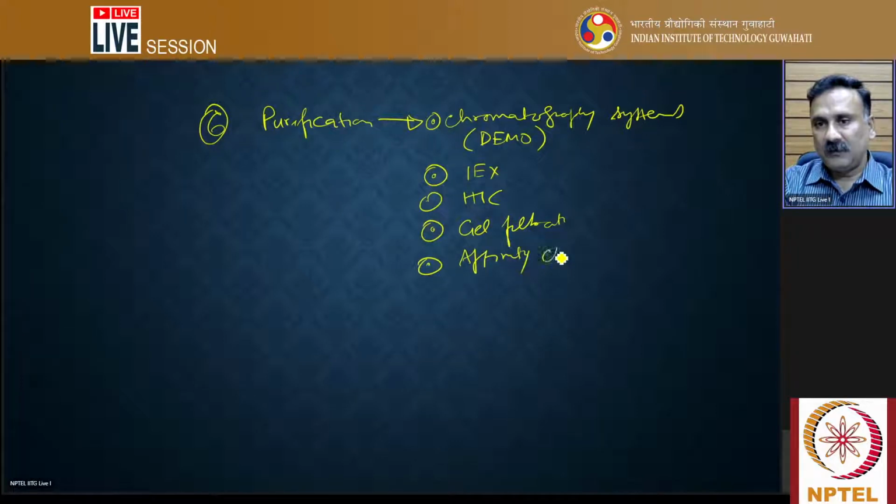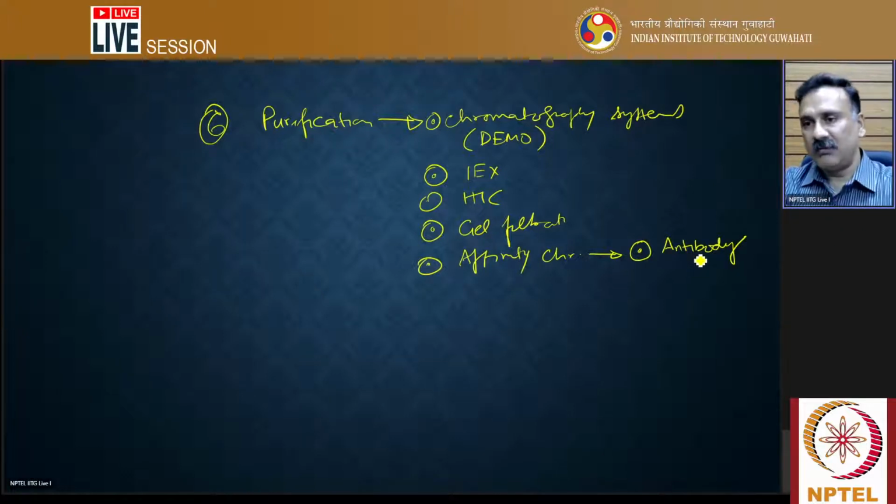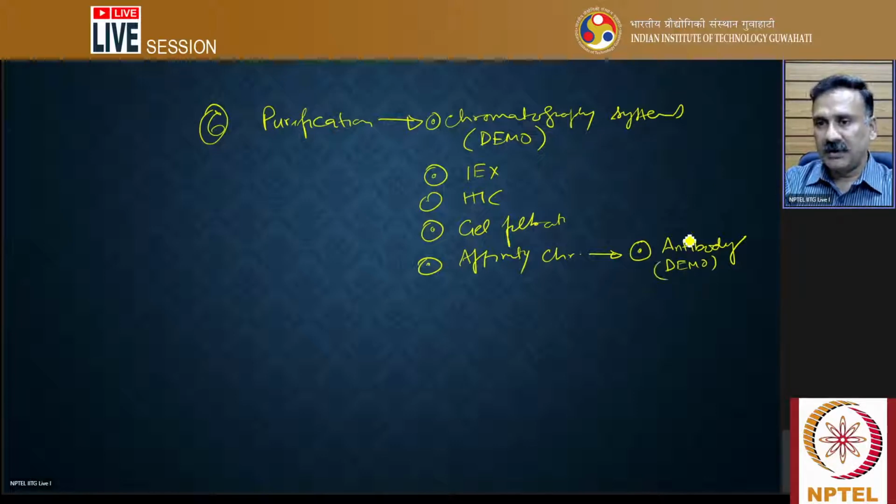And when we were discussing affinity chromatography, we discussed how you can prepare the column. In that we have shown you how you can generate the antibody. We have shown you a small demo about how you can generate the antibody in rabbits. And then we have also discussed the nickel NTA affinity column, right?